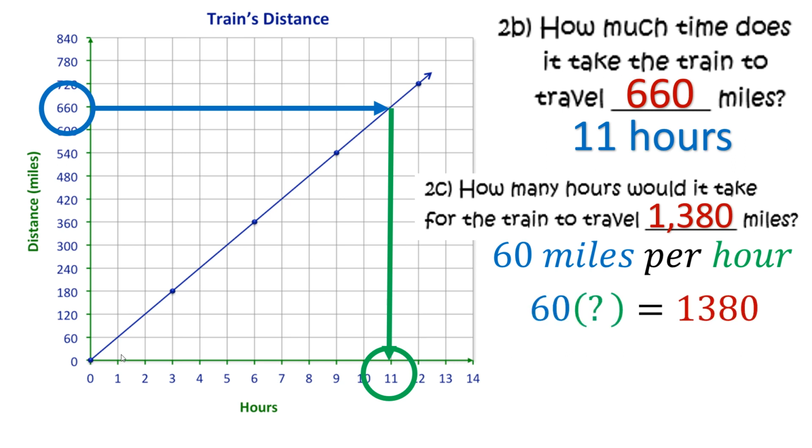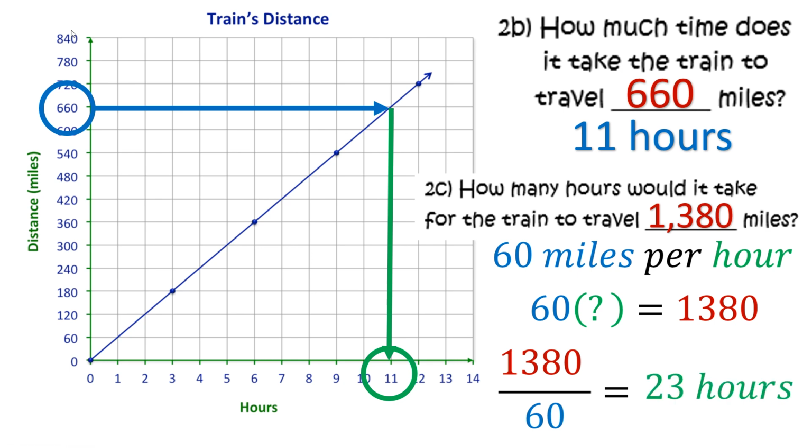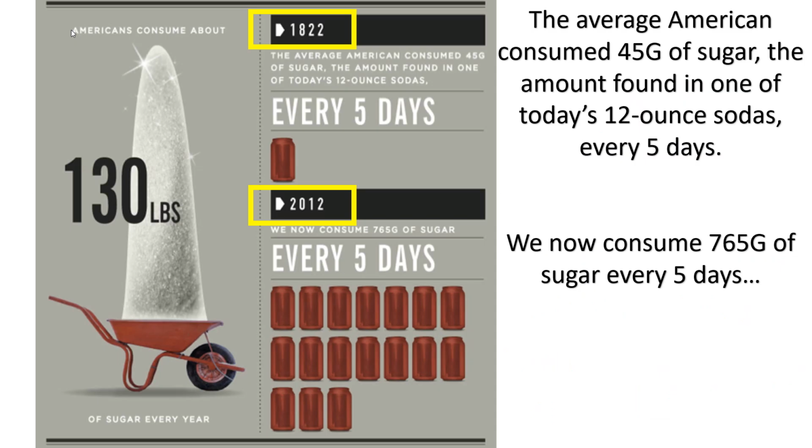So it means 60 times something is 1,380. So therefore, 1,380 divided by 60 will be the answer. Because whatever we have here, divide by 60, you get this. So like here, 120 divided by 60 is 2. So 1,380 divided by 60 is 23 hours. That's our answer for that one. Please make sure you write hours and have your units.